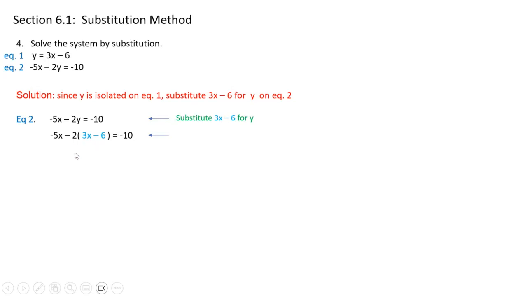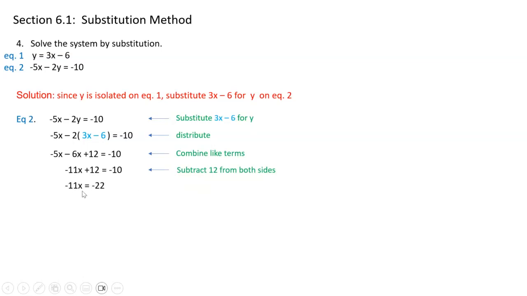Then I get to distribute. So that's going to give us negative 5x minus 6x plus 12 equals negative 10. Now I get to combine like terms on the left side of the equal sign. Negative 5x minus 6x will give us negative 11x plus 12 equals negative 10. Now solving for x, I'm going to subtract 12 from both sides. And the result is going to give us negative 11x equals negative 22. Divide both sides by negative 11. The result will give us 2.